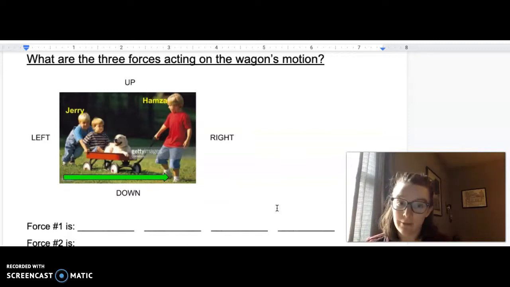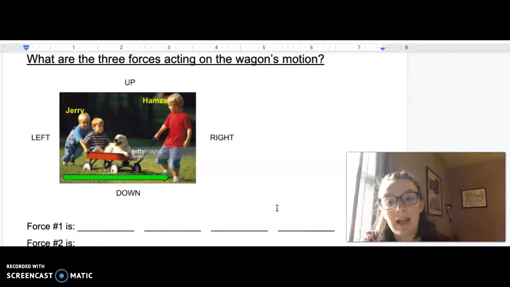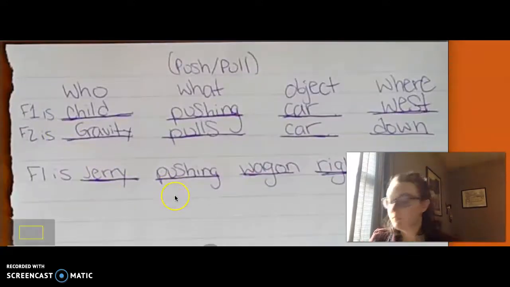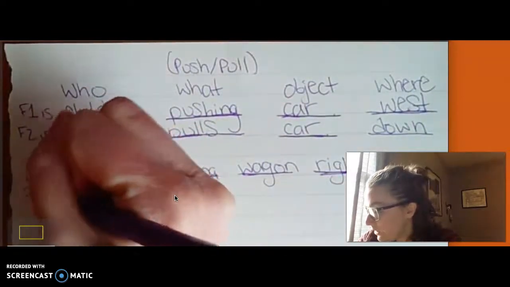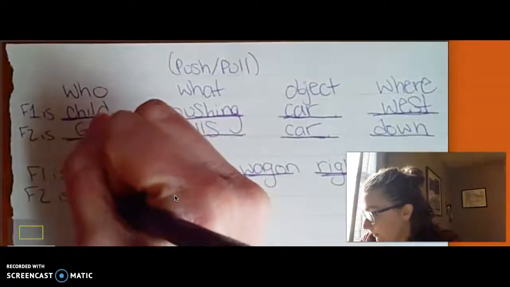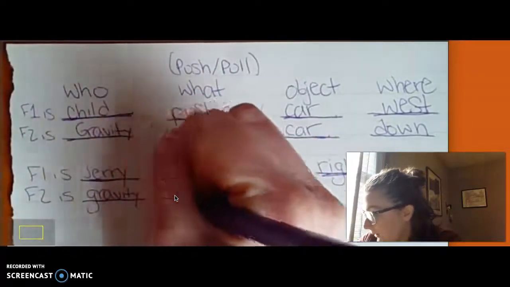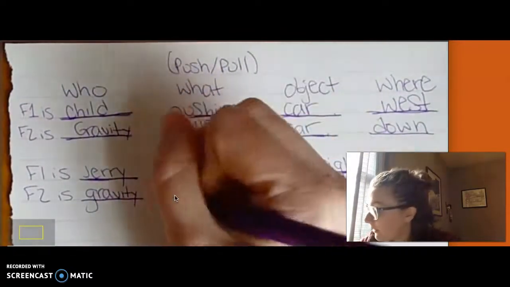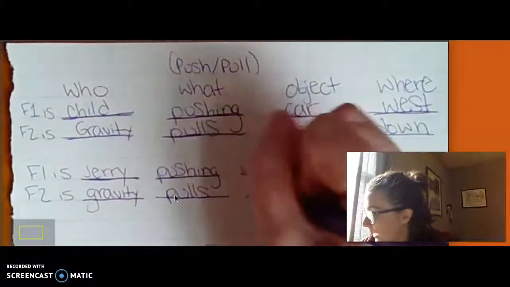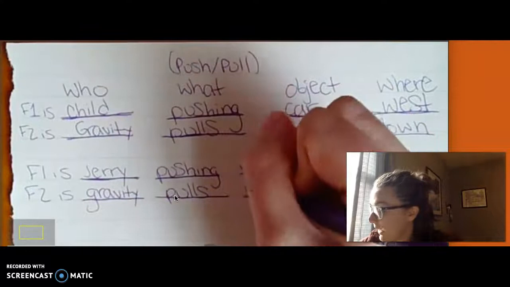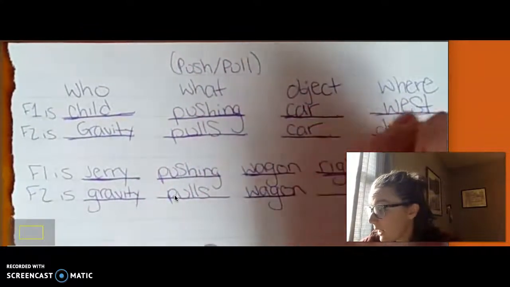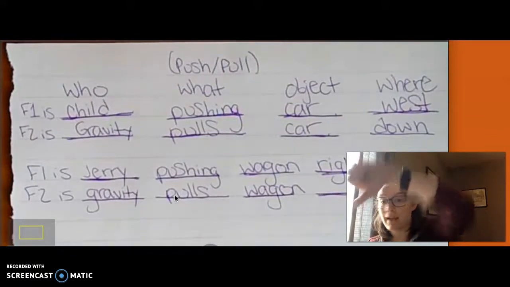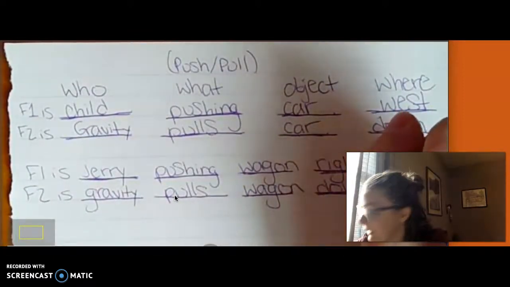Now, gravity is always acting on everything. These people are not floating in the air, and the wagon is not floating, which means gravity is acting on this object. So force 2, I gotta write that down, F2, force 2 is our who is gravity. Now, gravity does the same thing. Gravity always pulls, always. So gravity pulls. And what is our object? Our object stays the same, wagon. And gravity always pulls in the same direction. Always down. So gravity pulls wagon down.